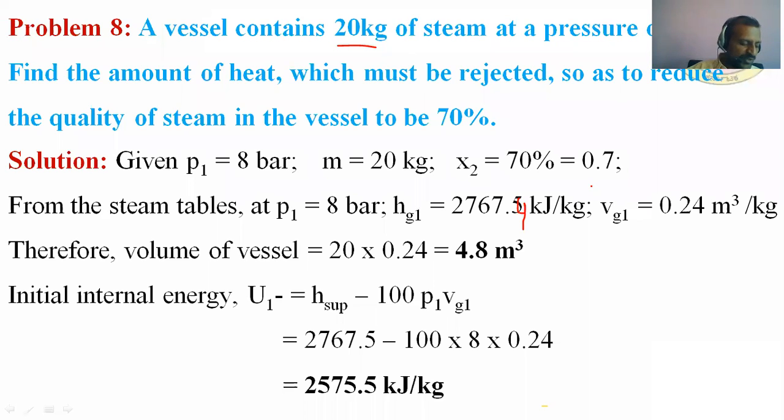So coming to the specific volume here. So Vg column, go back again for Vg column. In the steam table he has given 0.24026. If you want, you can take 26 also. It is correct.